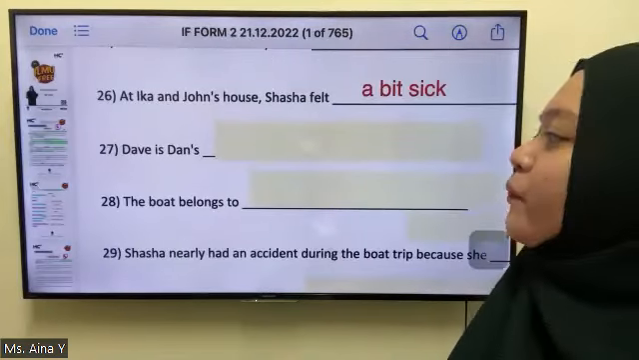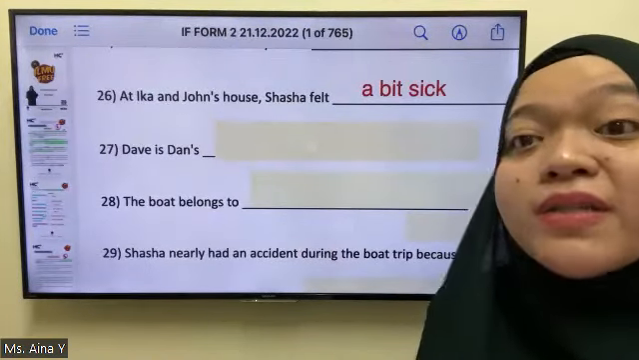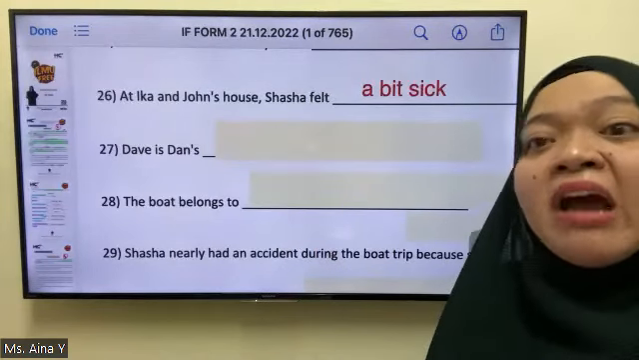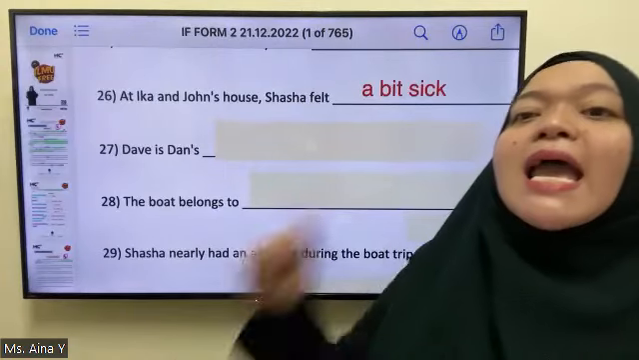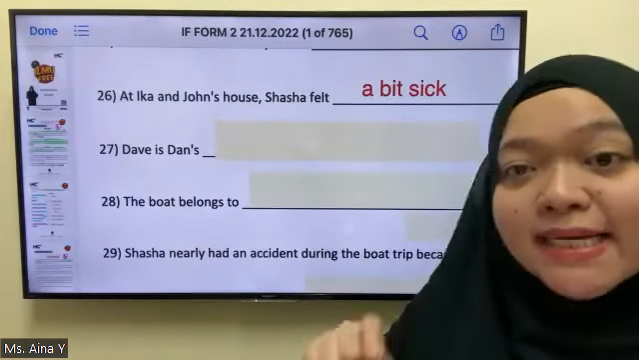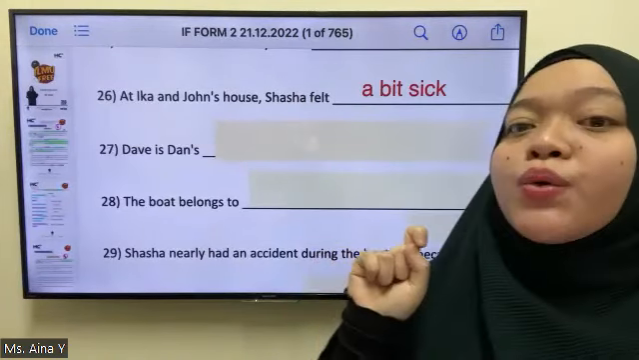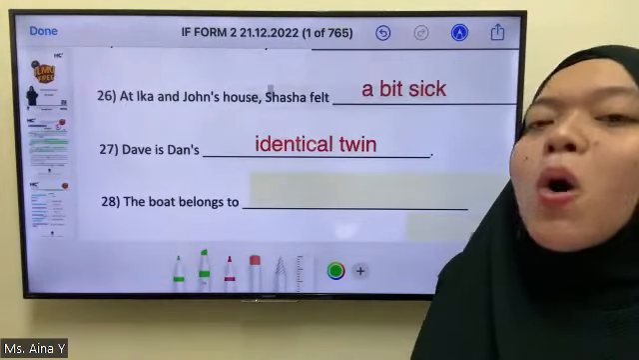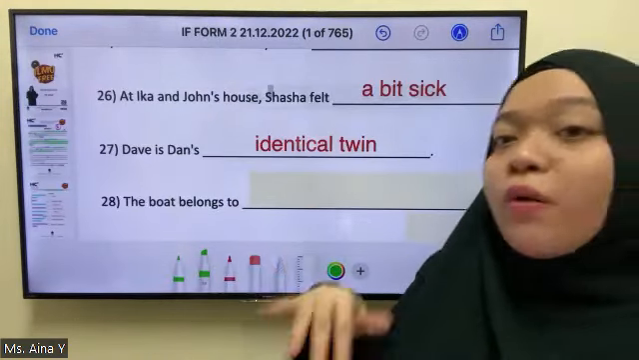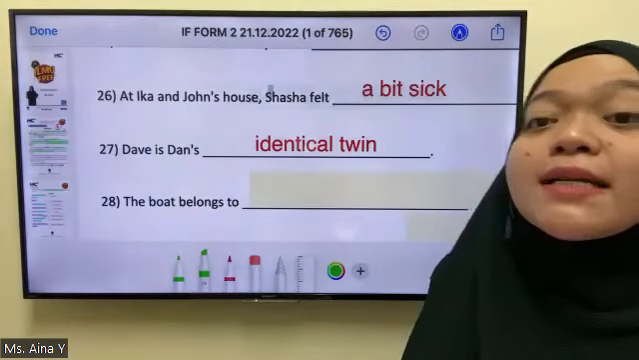Number 27. Dave is Dan's what? Who is Dan to Dave? Siapakah Dan pada Dave? Exactly. Dave is Dan's twin or identical twin. If you wrote brother, pun diterima. Okay, tapi specifically lebih kepada identical twin lah.